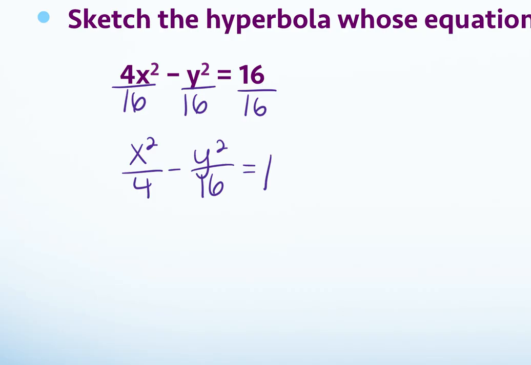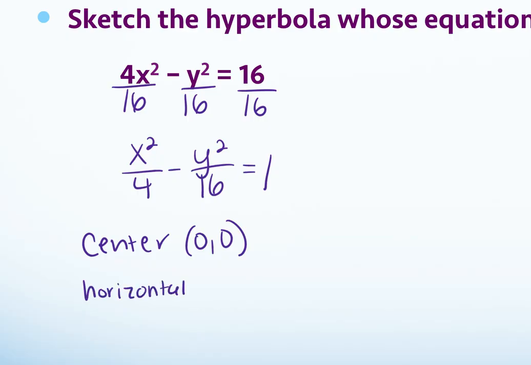Now tell me what you know about the hyperbola. The center is 0. Good. Center 0, 0. What else? Horizontal or vertical? Horizontal, because the x comes first. And as soon as I know it's horizontal, right next to it to remind myself, I write b over a, because that's going to help me when I do my asymptotes. So if it was vertical, it's a over b. If it's horizontal, it's b over a.